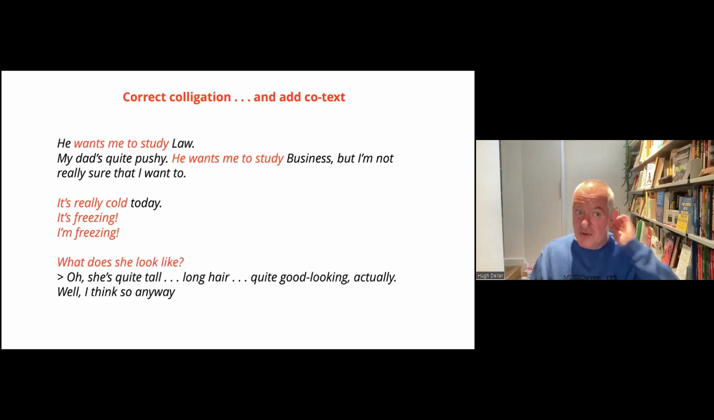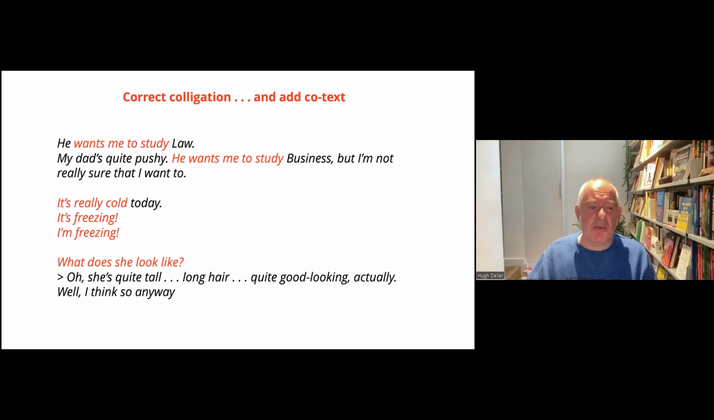And again, you know, you might just say things like, yeah, so I know in Ukrainian, it's want that I. In English, it's a different pattern. You want somebody to do something. So, you know, that's the colligation of want. And then you might add something. Yeah, my dad's quite pushy. He wants me to study business, but I'm not sure I really want to. You know, I'm thinking English literature, maybe.